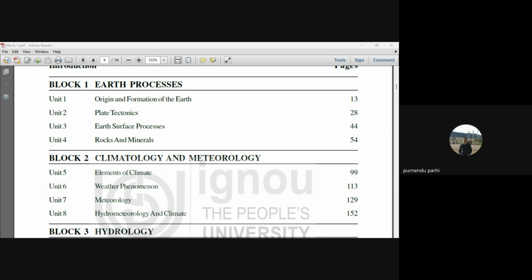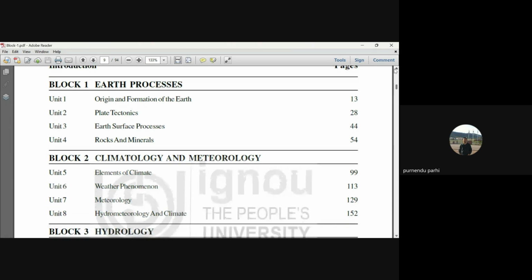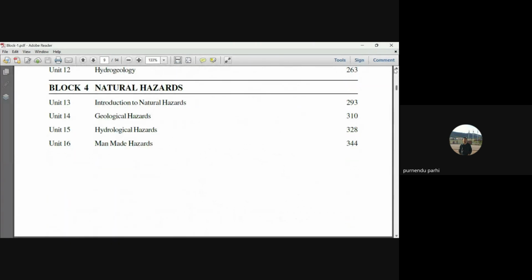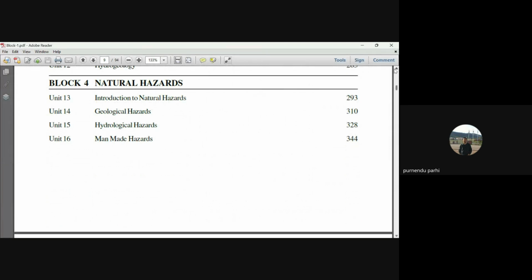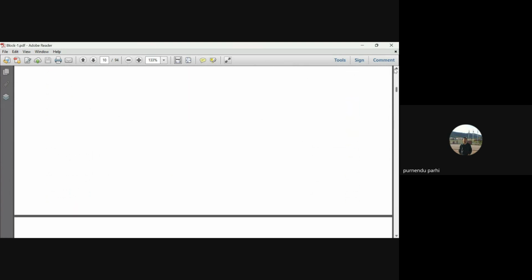Good evening. For the next 4 days, we'll be discussing the earth processes today. That's block one. Tomorrow, we'll discuss climatology and meteorology, then hydrology, then natural hazards. These are the four topics, or four blocks. Each block consists of 4 units. So, today, we'll start with earth processes.